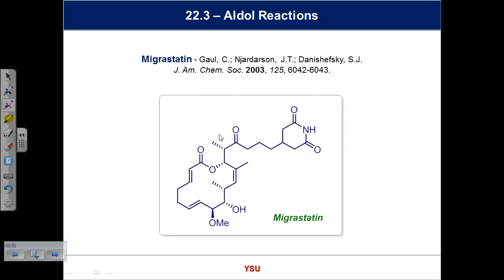So now I'm going to look at migrastatin, a more recent example. This is from Danishefsky up in Columbia, New York. And that's a very elaborate molecule. And this is where this has come. This aldol reaction has come in the past 50 or 60 years in terms of its utility. They use aldol chemistry to construct that, and that's a very important antibiotic compound.